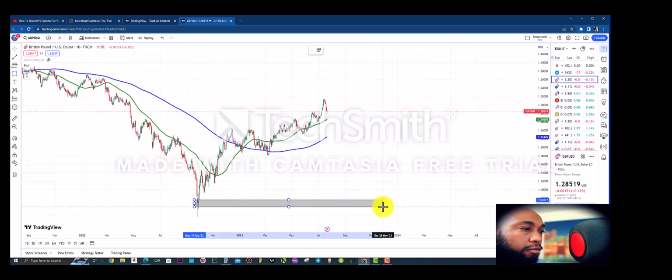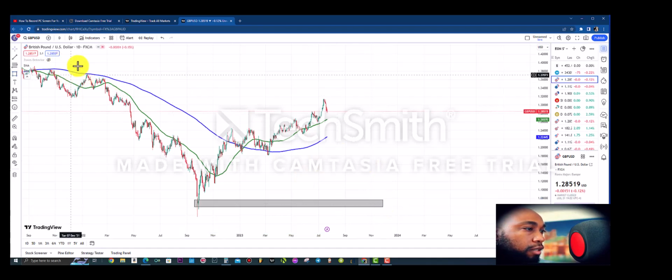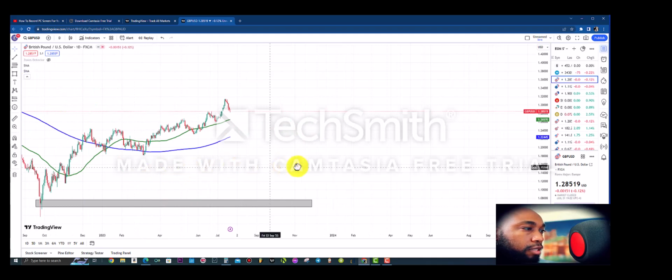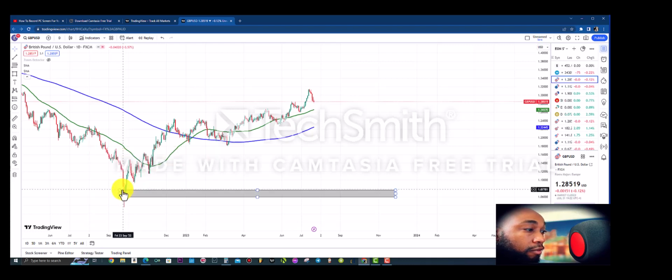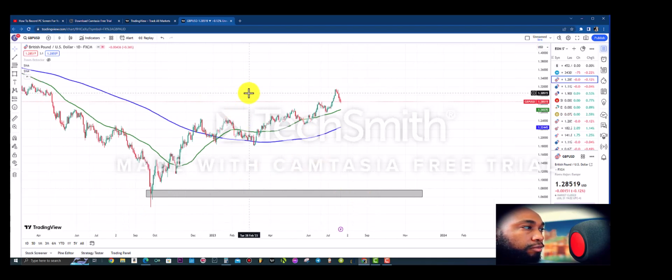That's a key level, right? That's a key level. Actually, that's a demand zone. Price has not come back to tap it since Friday, September 23rd, 2022. Price has not reached this level on a daily time frame.